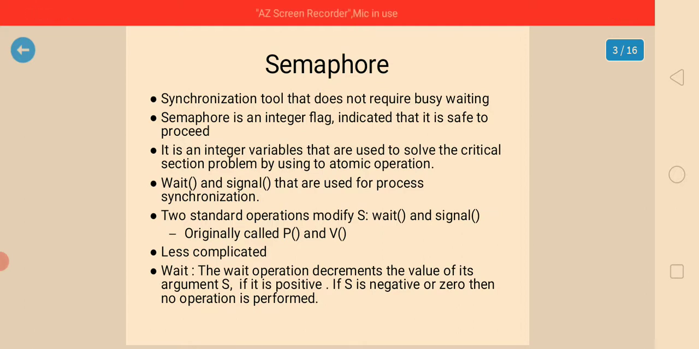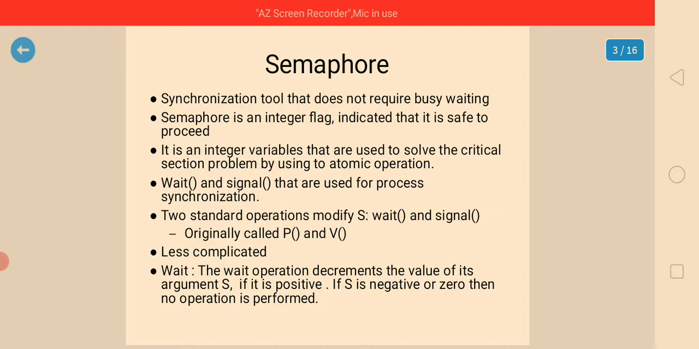So first of all, what is a semaphore? It is a synchronization tool that does not require busy waiting. So this tool does not require what? Busy waiting. What does semaphore mean here? A semaphore is an integer variable. Here the semaphore is an integer flag indicating that it is safe to proceed. It is an integer variable that is used to solve the critical section problem by using atomic operations.